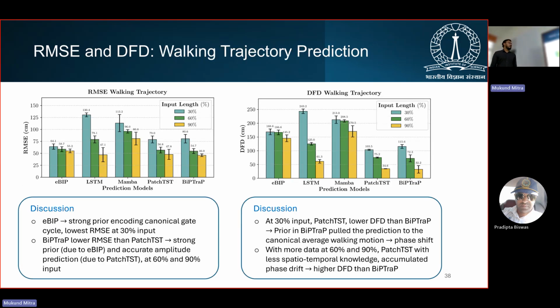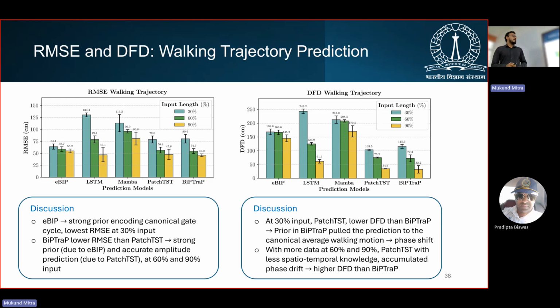Coming to walking trajectory prediction, in RMSE, a similar trend has been observed. That is, at 30% input, EBIP performs better, whereas at 60 and 90% input, BibTrap has lower RMSE than PatchTST, because it leverages both the advantages of EBIP with a strong prior as well as the transformer architecture.